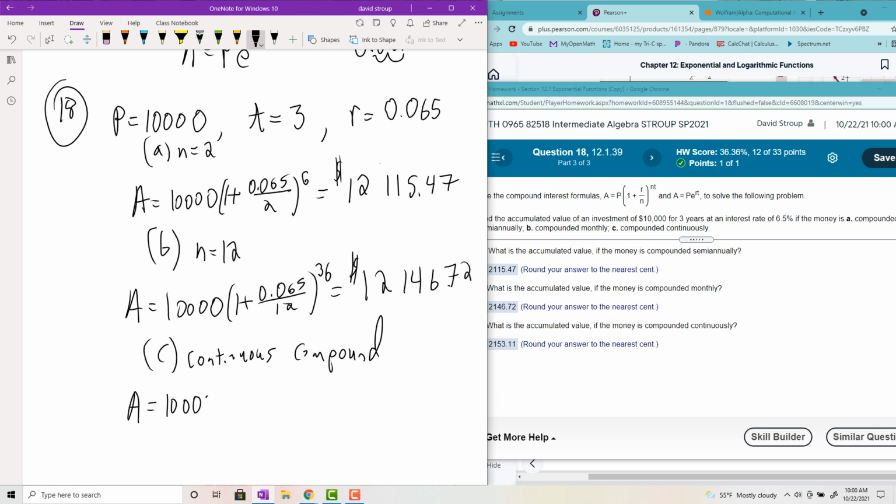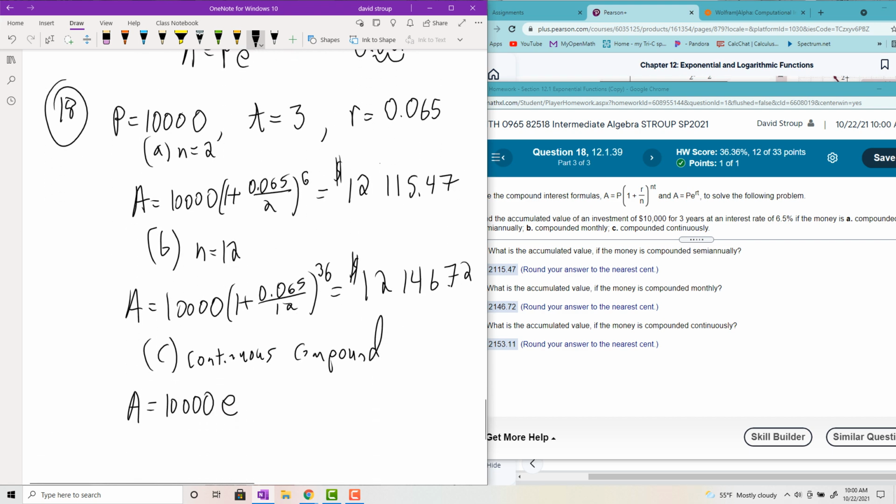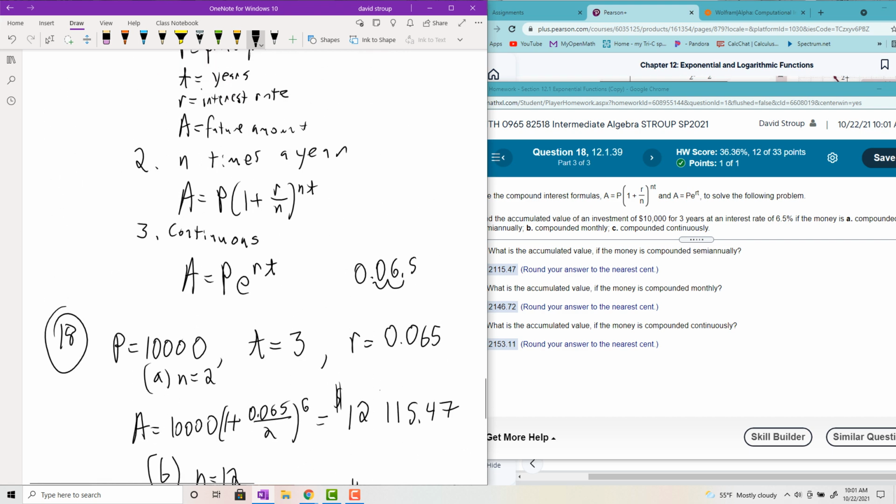So let's see what we get, right? So 10,000 times e to the RT, right? I call this the Pert formula for that reason, Pert. There used to be a shampoo called Pert. I don't know if they still have that, but one way to remember formulas is just to make words out of them.